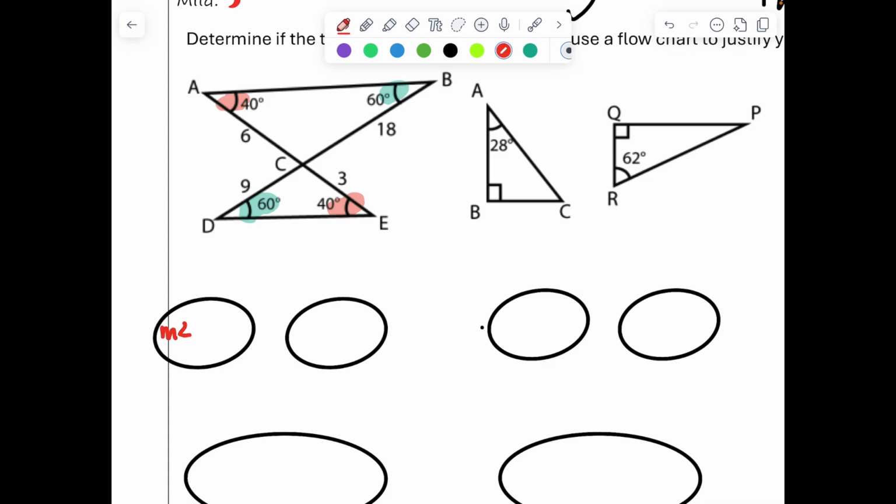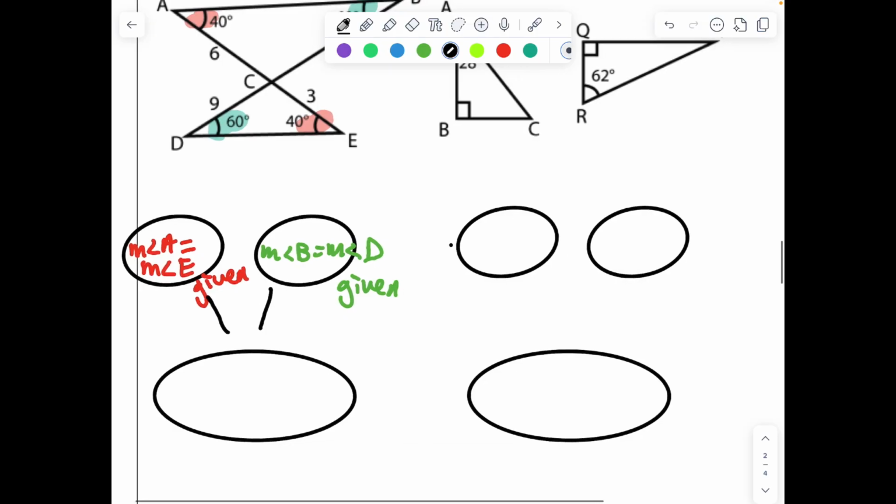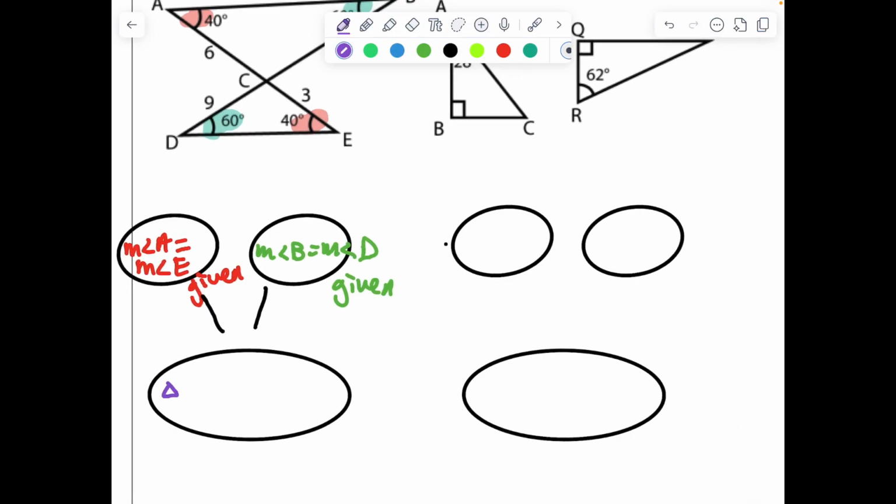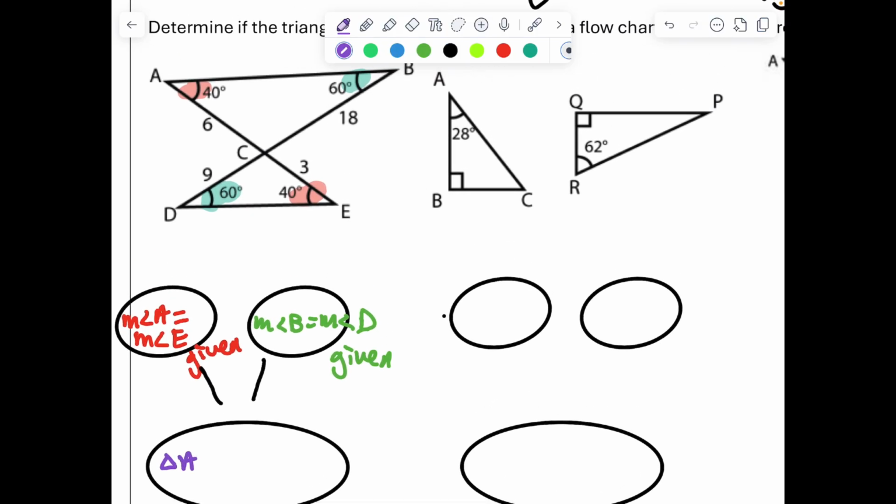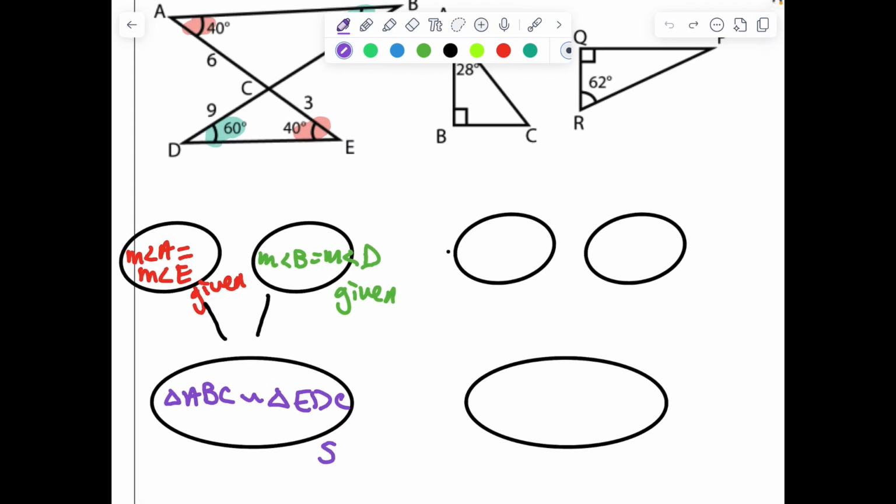So the measure of angle A is equal to the measure of angle E that was given to us. And then the measure of angle B is equal to the measure of angle D that was given to us. And then I can write my similarity statement here. I'm going to say triangle ABC is similar to triangle EDC. Make sure I'm putting those in the right order, and that's because of angle-angle similarity.